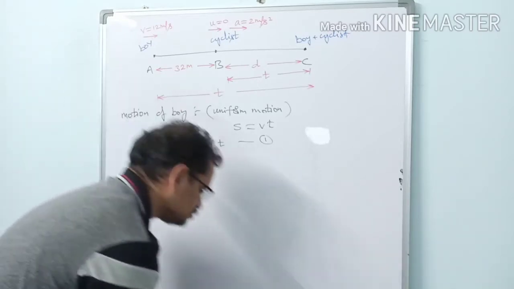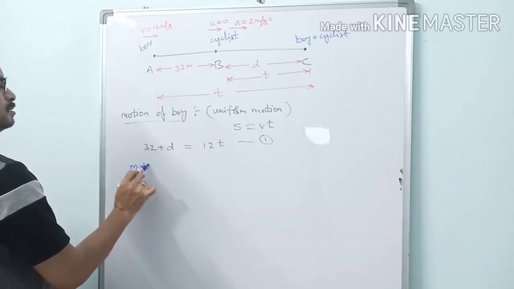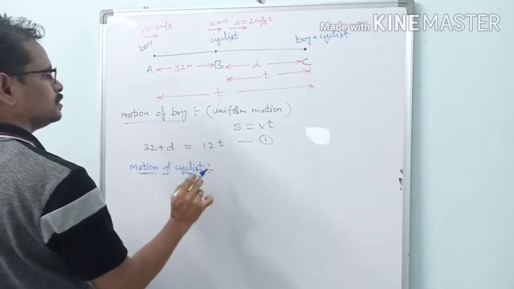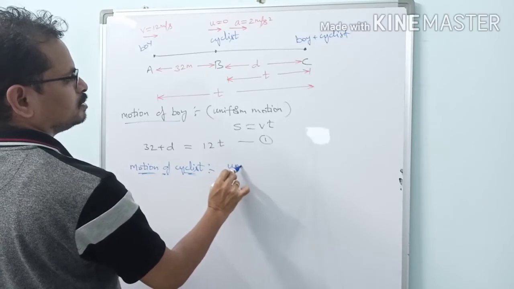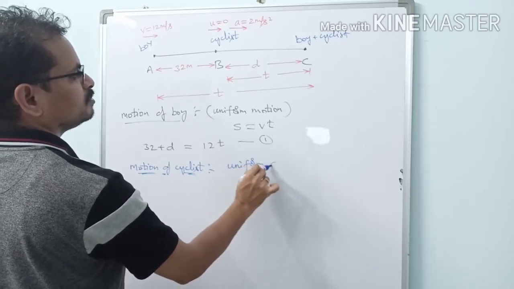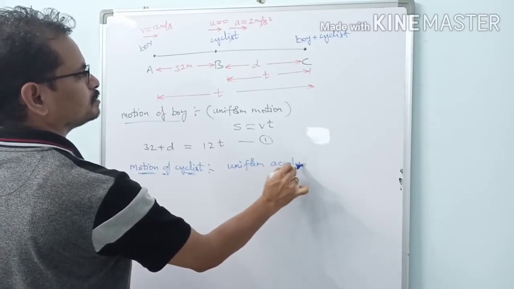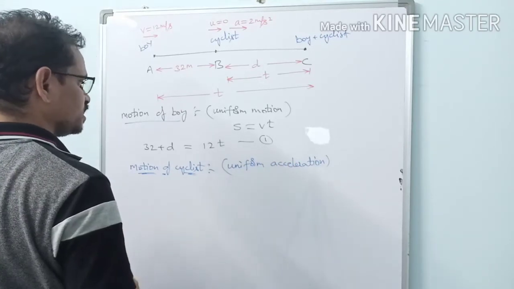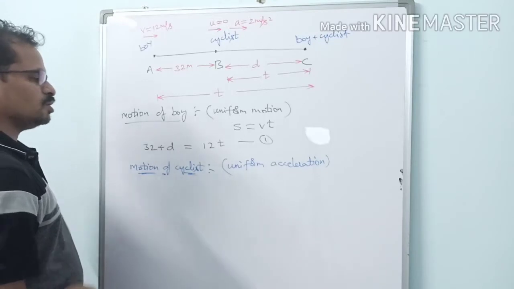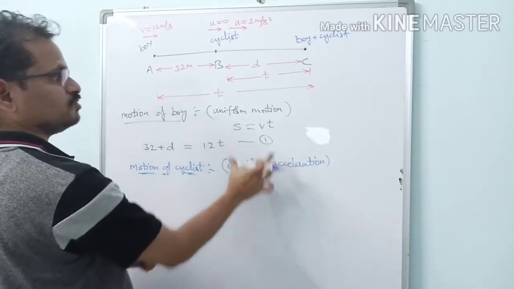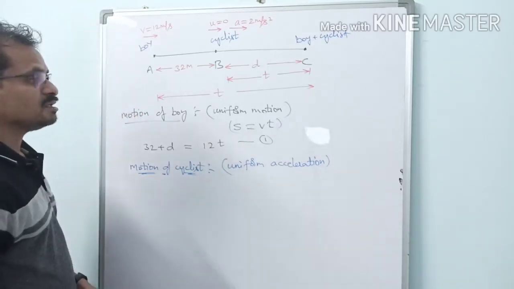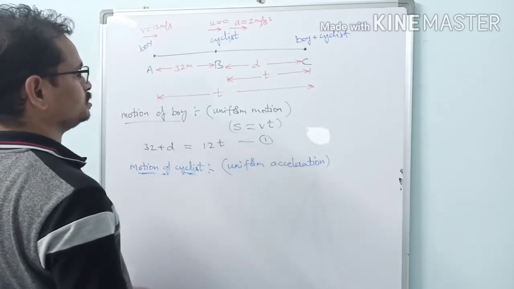And next one, motion of the cyclist. What type of motion? This is uniform acceleration. Motion of the cyclist is uniform acceleration. So what are the equations we can use for this one? For the boy, the equation S equal to Vt. For this one, S equal to ut plus half at square, so on, those kinematic equations.